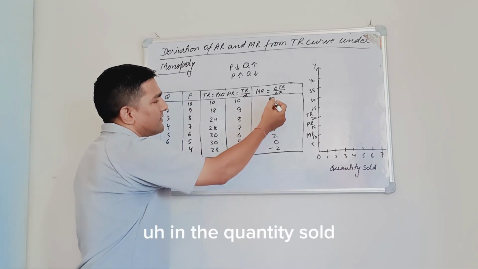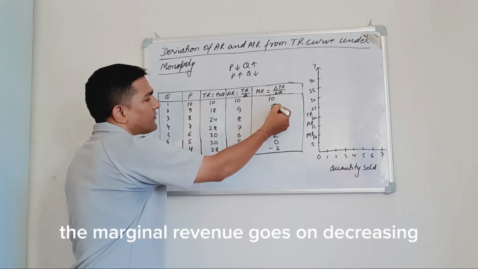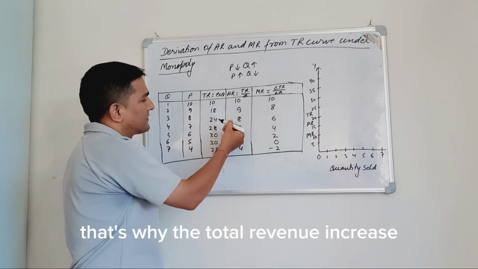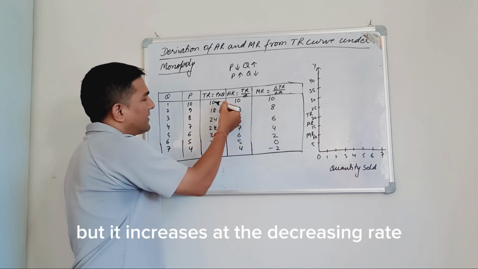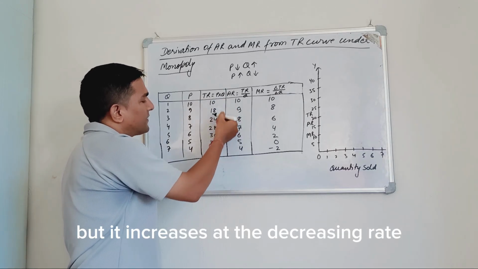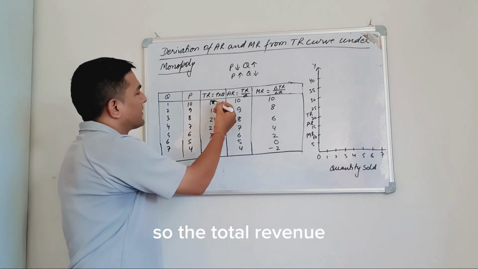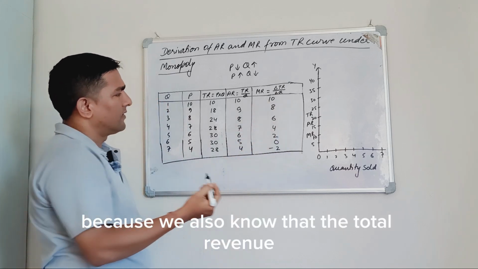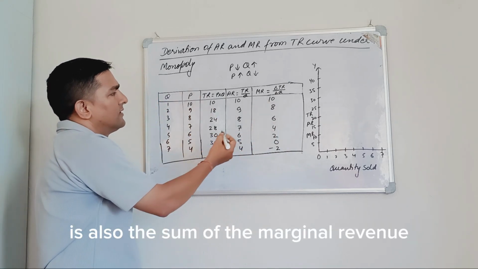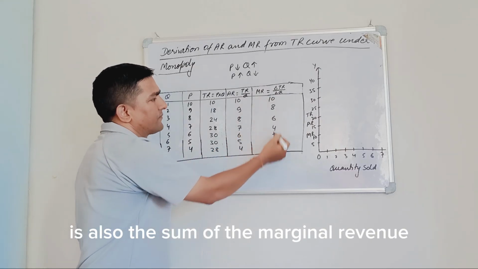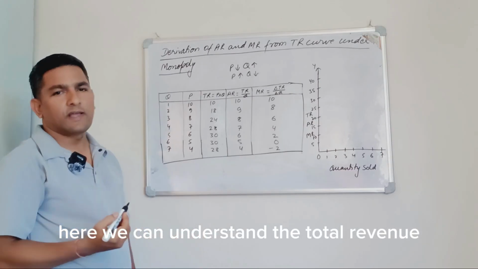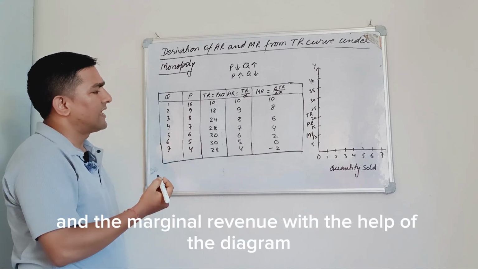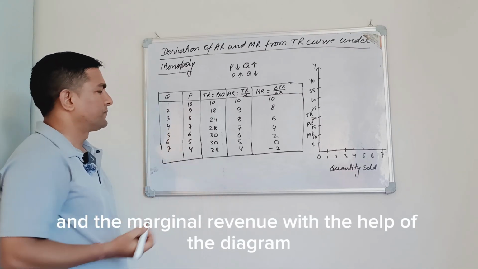And with the increase in the quantity sold, the marginal revenue goes on decreasing. That's why the total revenue increases till the marginal revenue is positive, but it increases at a decreasing rate. So the total revenue changes according to the rate of the marginal revenue, because we also know that the total revenue is also the sum of the marginal revenue. Here we can understand the total revenue, average revenue, and the marginal revenue with the help of the diagram.